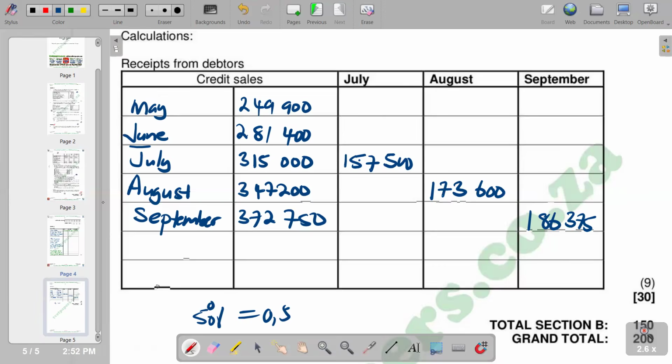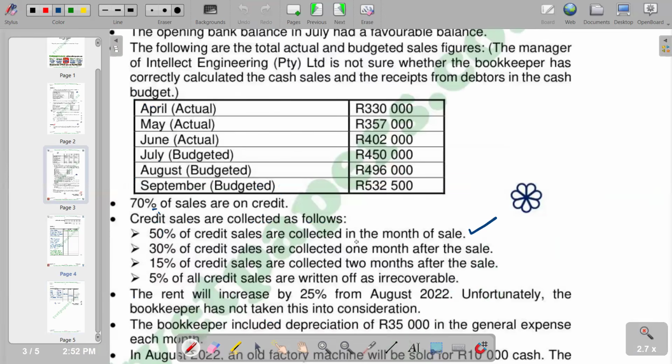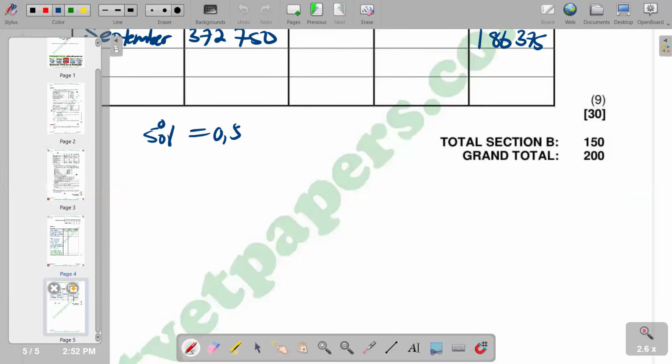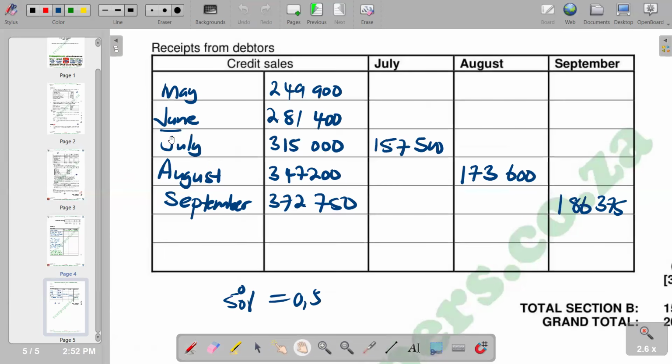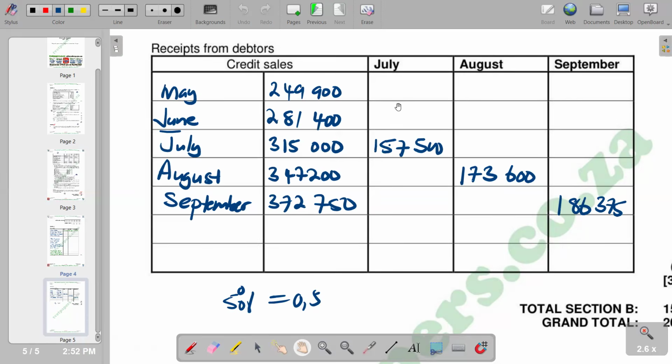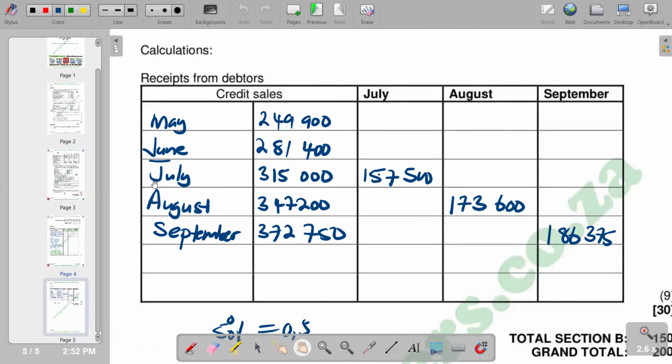Then we go to the next section, which says 30% of credit sales are collected 1 month after the sale. So 30% of credit sales for July will be received in August, and 30% of credit sales for August will be received in September. Remember, the months we are concerned with are July, August, and September, so we can start with June. 30% of the credit sales for June will be received in July.